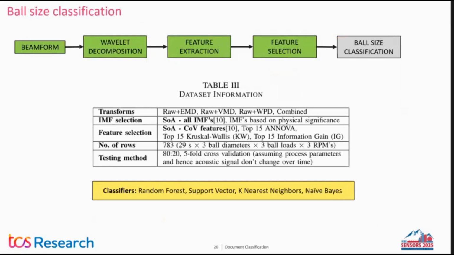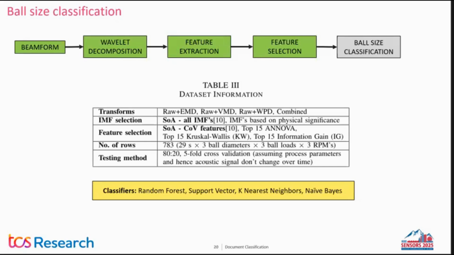So this is the information about the data set. There are four data sets: raw plus EMD, raw plus VMD, raw plus WPD, and raw plus EMD plus VMD plus WPD. The state of the art method considers all the IMFs, and here we are selecting IMFs based on physical significance. Similarly, for feature selection, the state of the art uses coefficient of variation based feature selection, and here we are doing top 15 features based on ANOVA, Kruskal-Wallis, and information gain.